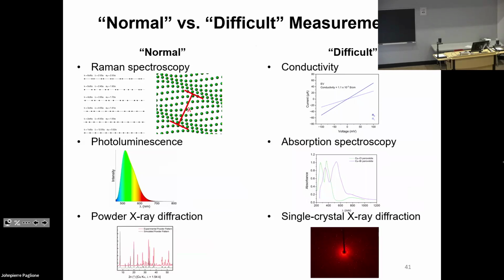Okay, so finally, in the last little bit here, I just want to talk about some of the measurements that you might do in diamond anvil cells and some of the pitfalls. And this is how I divide them into maybe more normal and maybe more tricky experiments. So Raman spectroscopy and photoluminescence and powder diffraction are much more standard, and once you get the hang of diamond anvil cell loading, they're not too bad. These ones are a little trickier.